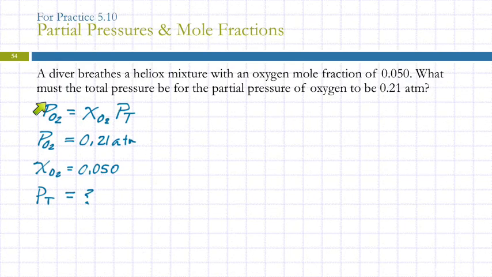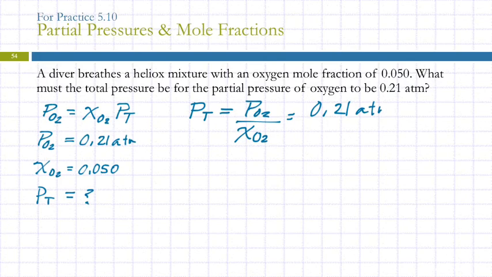So what I need to do is take this equation and solve for total pressure. I divide both sides by the mole fraction. So the total pressure will be the partial pressure divided by the mole fraction. So 0.21 atmospheres divided by 0.050 is 4.2.